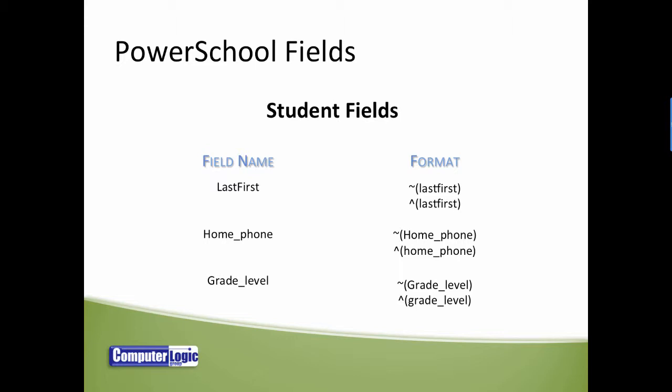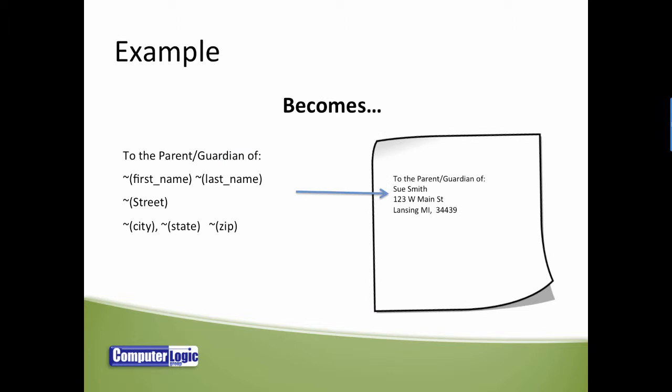So for a student's last first, you would use either the tilde or the wavy line, parentheses last first, or that caret symbol, parentheses last first. This works for any of the fields that are in the student's table. Use the tilde, parentheses, and whatever the field name is, followed by a closed parentheses to get that field. So if you look at the example, the typed text of to the parent and guardian of will show up just as typed. And then any of the fields that I've typed will pull the information out of the system and will give you that student's name, address, city, state, and zip.